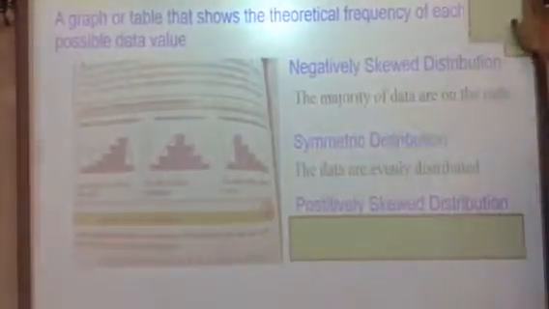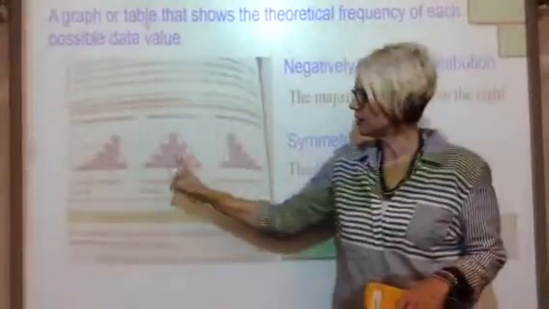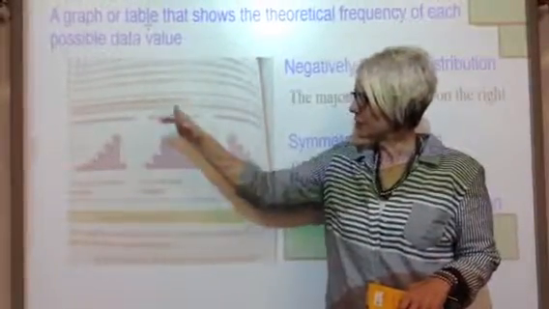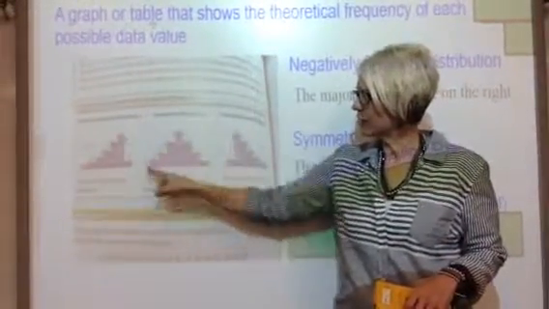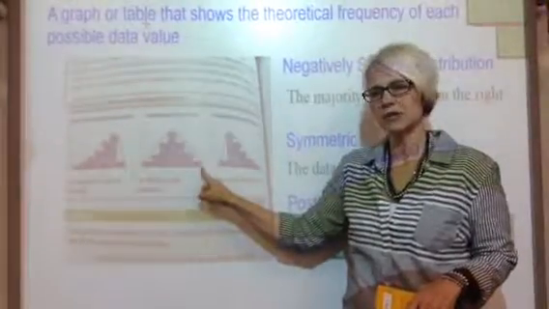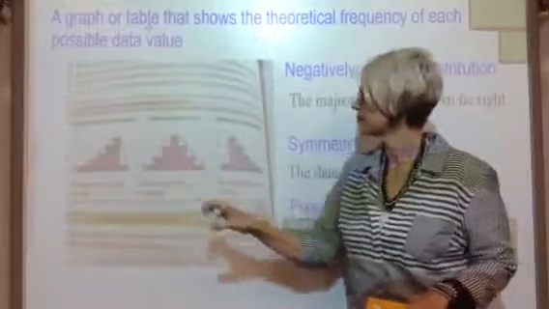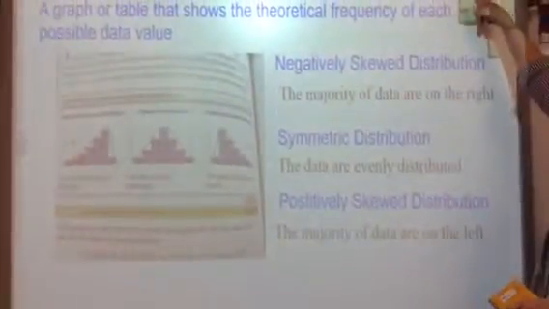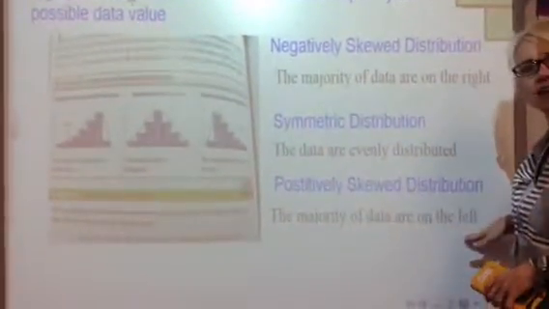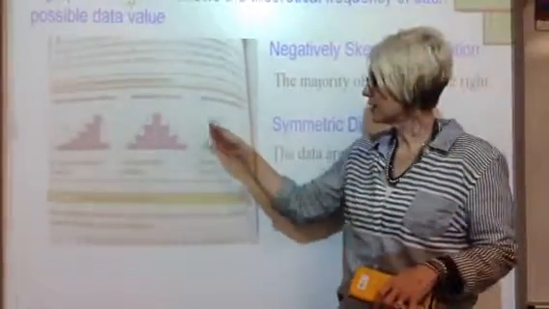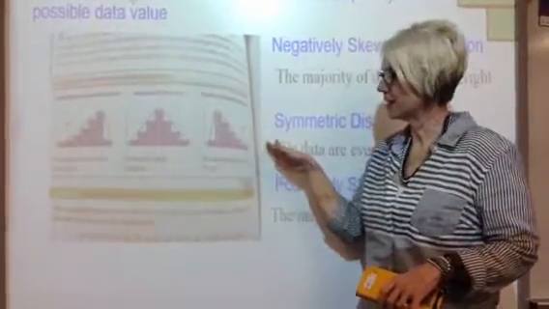A symmetric distribution is where the data is evenly distributed, so it almost looks symmetrical, that you could have a line of symmetry right here. It does look like an upside down U shape, where you have the majority of data in the center. And then a positively skewed distribution is where the majority of data are on the left. So you have most of the data first, and then it has the tail at the end.